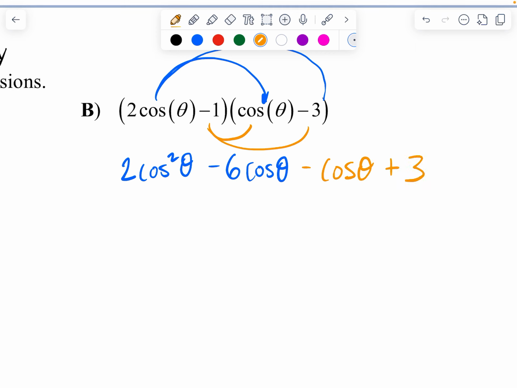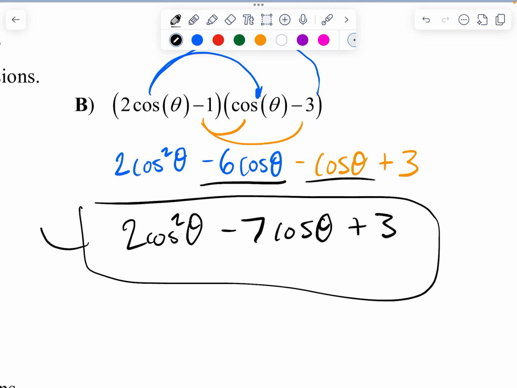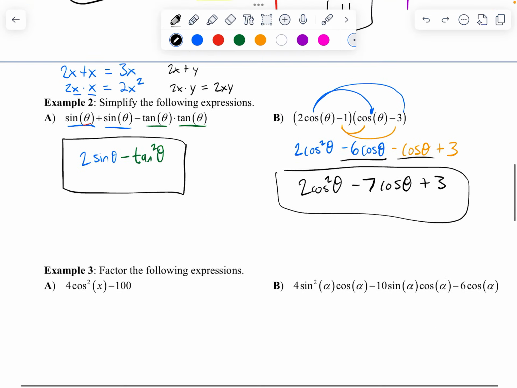And just like you would with any trinomial with x's and y's, right, you want to combine like terms. You have negative 6 and negative 1 cosine. Well, those combine to give you negative 7 cosine. Plus 3 at the end, 2 cosine squared. There you go. Now, again, the instruction said to simplify, not to factor, meaning this is your answer. If you factored it, it would literally put you back to your original. That's not what you want. All right, there you go.